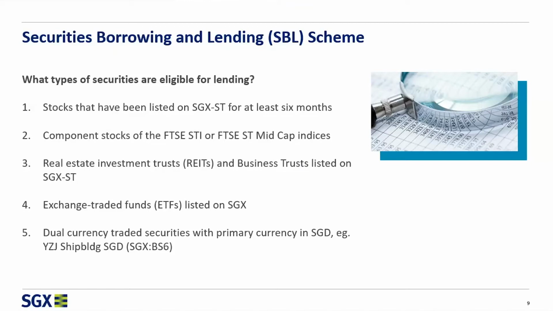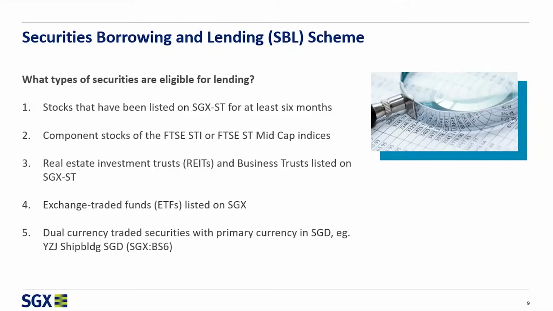If the stock is not listed on SGX for at least 6 months, but it becomes a component of the STI or the ST Mid Cap Index, it can also be an eligible security. So some stocks make it to the index in, let's say, 3 months after listing rather than 6 months, right? So in this case, they are still eligible for lending.